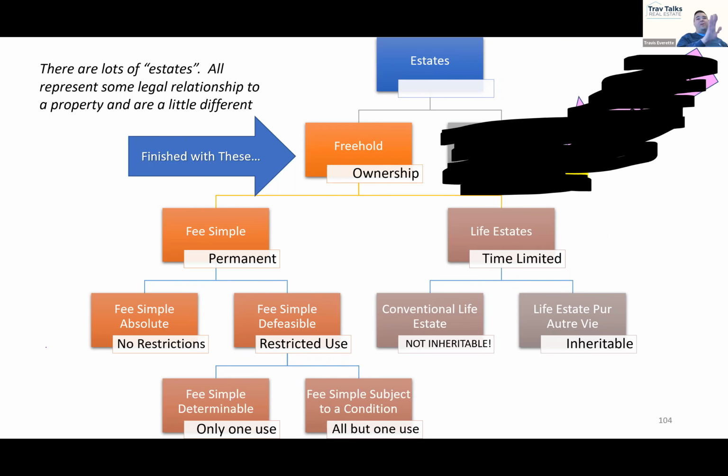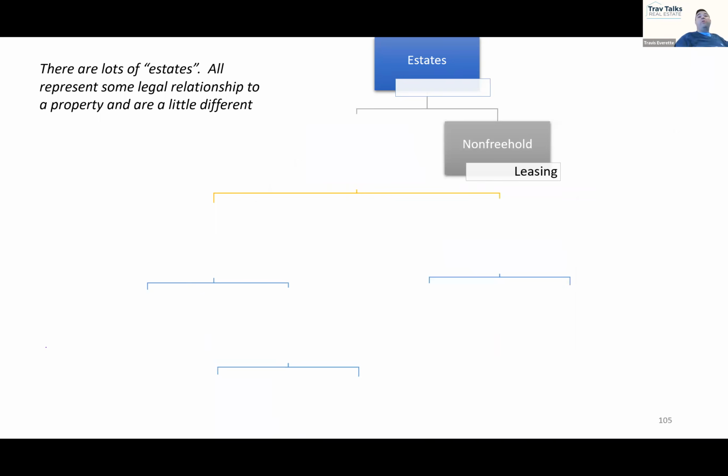So that covers all the ownership interests. That's not all the estates, though. Remind me again, what does the word estate mean? It doesn't mean ownership. It means relationship. So if we've talked about ownership relationships or freehold relationships, what relationships does that leave that we have not yet talked about? Non-freehold. What's the more simplified terminology for non-freehold? Leasehold. Leases, exactly. Leasehold relationships.